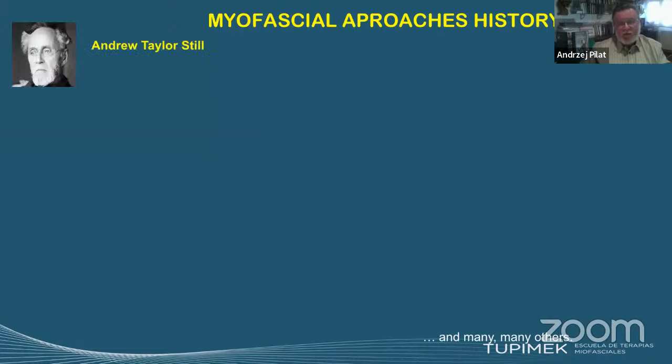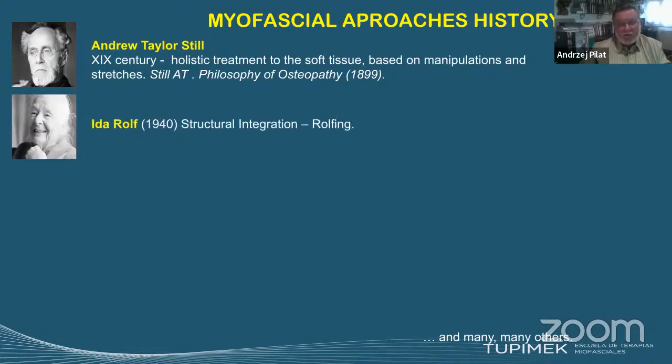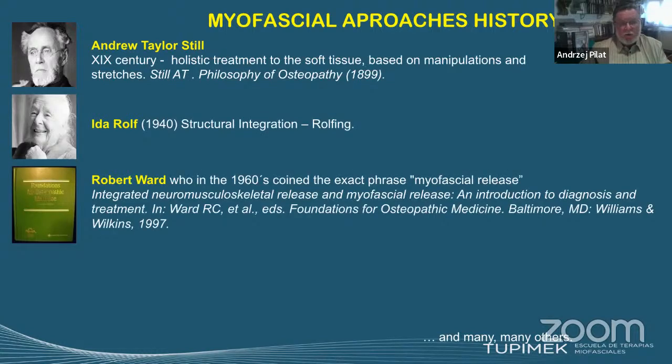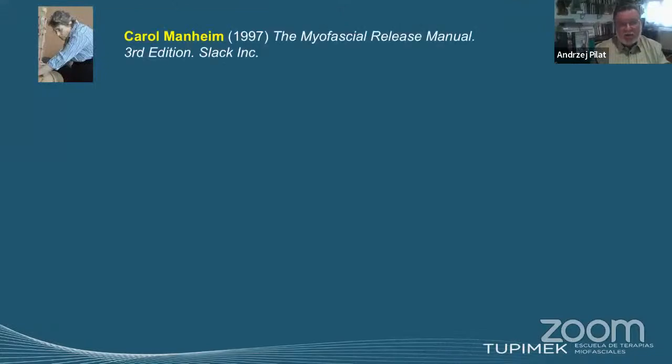Andrew Taylor Still, of course, is the pioneer of this knowledge about fascia. Of course, Ida Rolf with structural integration and Rolfing. Robert Ward, who in 1960 coined the exact phrase myofascial release. And of course, John Barnes with the myofascial release approach, the search for excellence. And also Carol Manheim, the Myofascial Release Manual, a very important book.